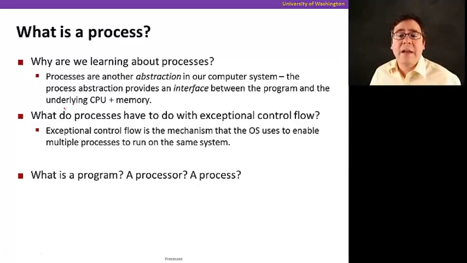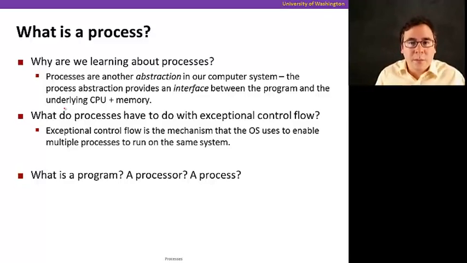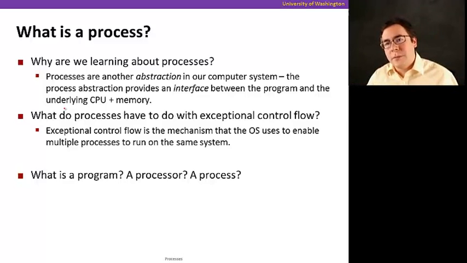So what is a process? But first of all, why are we learning about processes? Well, because they are an abstraction in a computer system that provides this interface between the program and the underlying CPU plus memory. And this is provided by the operating system. So what do processes have to do with exceptional control flow? Well, the operating system is going to have to use tricks with exceptional control flow to give the illusion there are multiple processes running simultaneously in the system.